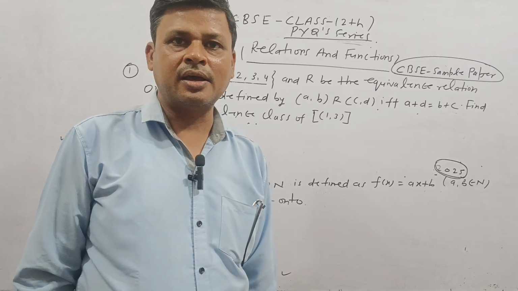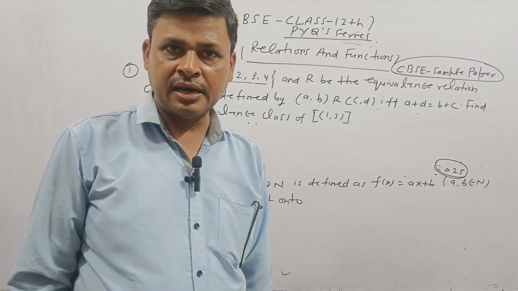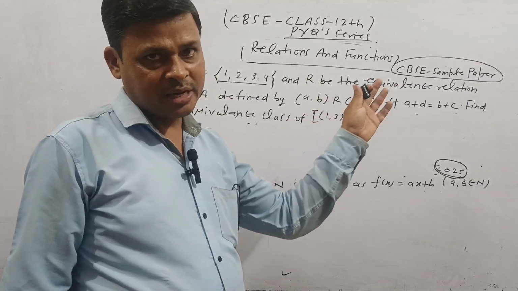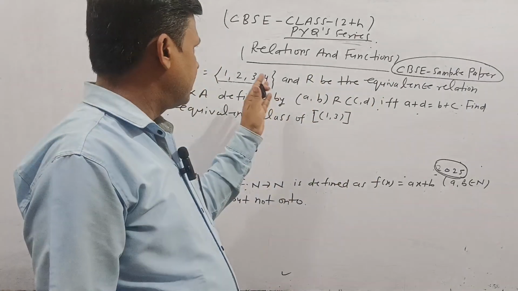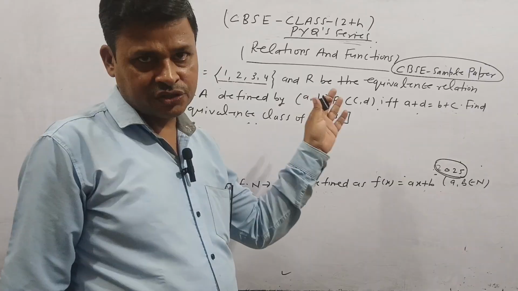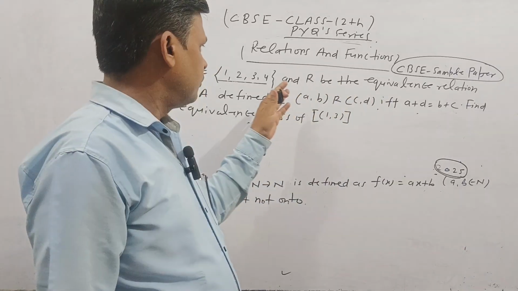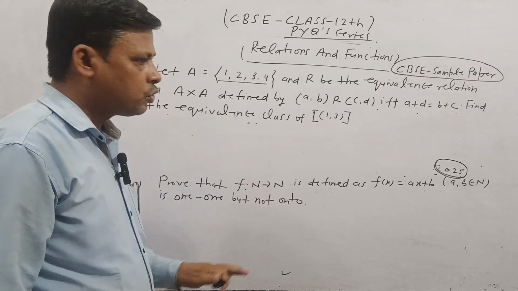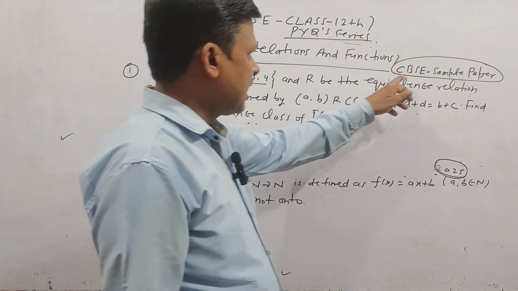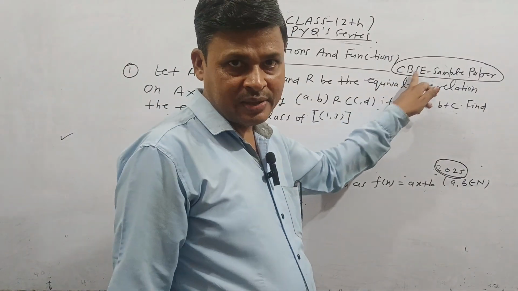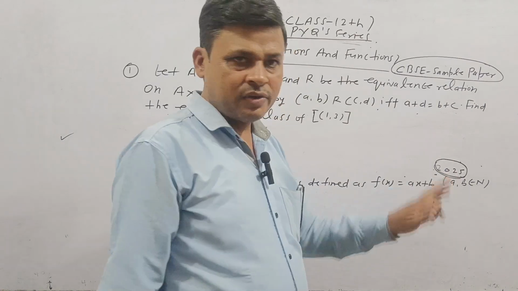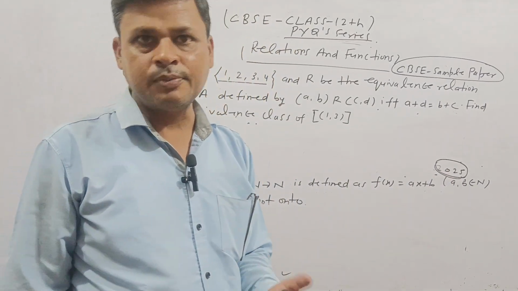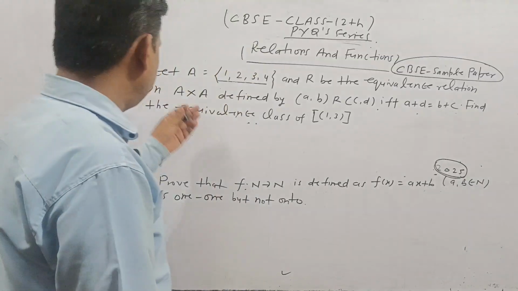As all of you are aware, I have initiated a series on PYQs of CBSE Class 12 Mathematics, and I have taken chapter number one, Relations and Functions, of which I am discussing the PYQs. Today, I have taken two new questions. The first one is from a CBSE sample paper, and the second one was asked in the 2025 CBSE board examination. So what is the first question?